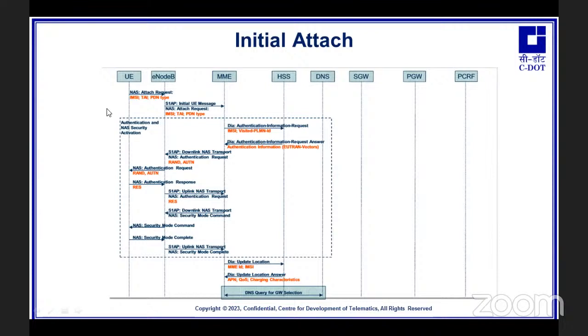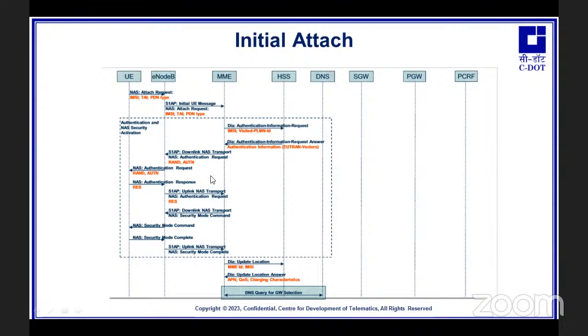Now the MME has to authenticate the UE, as I already told you. This message is called AIR, authentication information request, to the HSS. Depending upon the keys and algorithm, the HSS authenticates that particular subscriber. I already explained how authentication takes place.